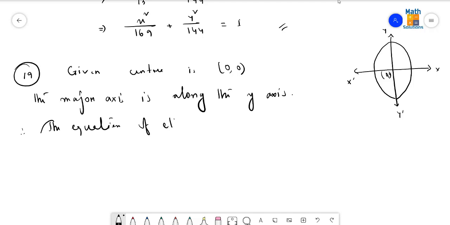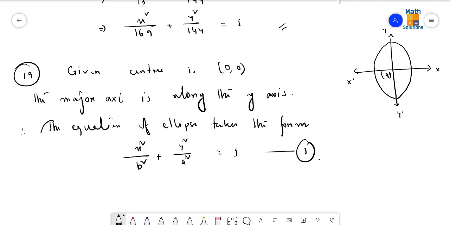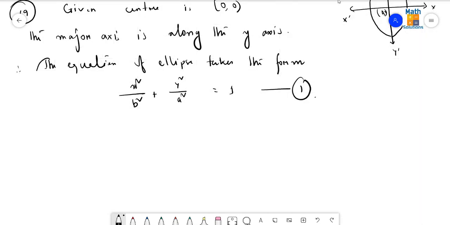Therefore, the equation of ellipse takes the form x square by a square. It should be x square by b square. Then only it will refer to the y-axis as the major axis. Y square by a square is equal to 1. Let's mark this as equation 1. Again, in the question it is given that the ellipse passes through the points 3, 2 and 1, 6. In other words, these 2 points are lying on the ellipse.